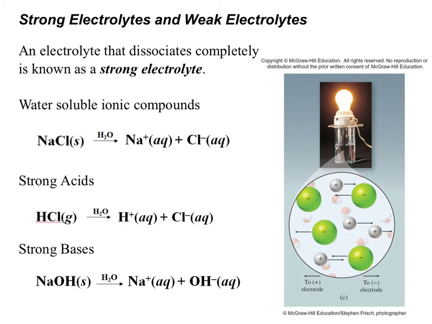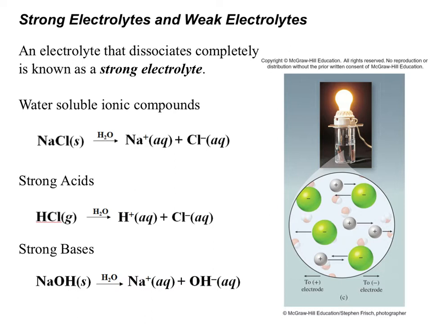An electrolyte that dissociates completely is known as a strong electrolyte. These include water-soluble ionic compounds such as sodium chloride, which breaks down completely into sodium ions and chloride ions, strong acids such as hydrochloric acid, which breaks down into protons and chloride anions, and strong bases such as sodium hydroxide, which breaks down into sodium ions and hydroxide anions.